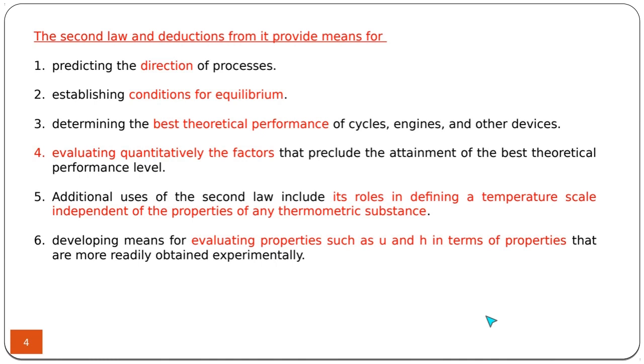The second law provides means for the direction. So it says the processes have certain directions, not just any direction. It's always from high temperature to low temperature for the heat energy flow, or high pressure to low pressure for the fluid flow, or electric current from high voltage to low voltage, and so forth. Also, by using the second law, we will determine the conditions for equilibrium, thermal equilibrium. We will calculate the theoretical performance of the cycle, which is the highest possible theoretical cycle. So this is going to be taken as a reference, and we will say that no real, no actual system can have a better performance than this theoretical performance.